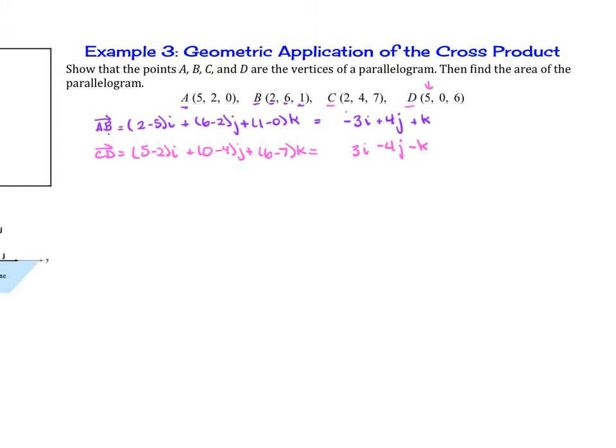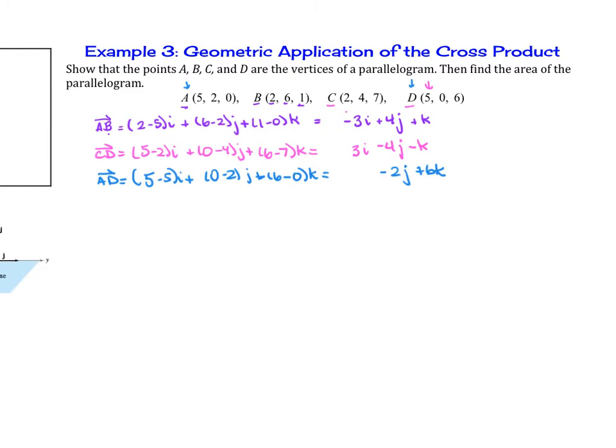So now let's check our other vectors. Let us try A and D, vector AD. This will be terminal, so 5 minus 5I plus 0 minus 2J plus 6 minus 0K. So this will be 0I minus 2J plus 6K.